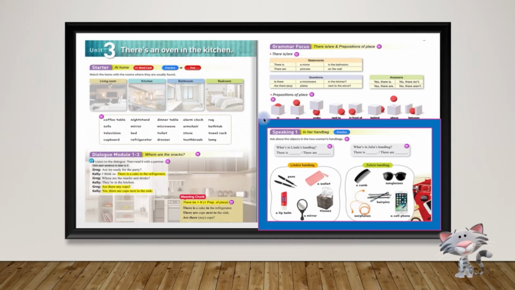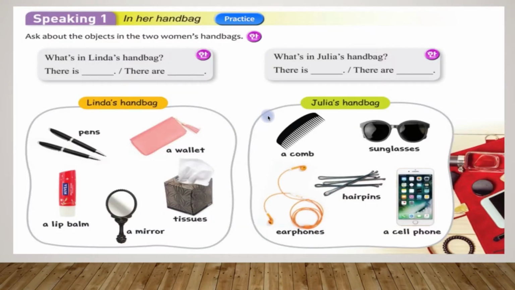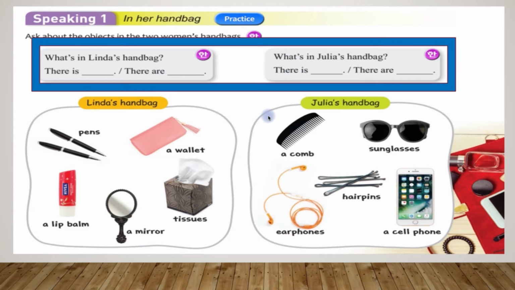All right, in the speaking section, speaking one, in her handbag. So here the questions change a little bit. Here the questions have what's in them. What's in Linda's handbag? There is. There are. What's in Julia's handbag? There is. There are. Now we can use the thing. Yes, we are talking about things, or objects. Things are items. Things are stuff. And things are objects. Lots of different words just for things. So in Linda's handbag.